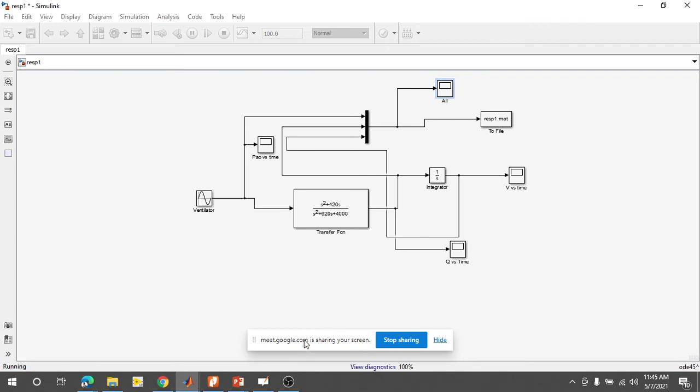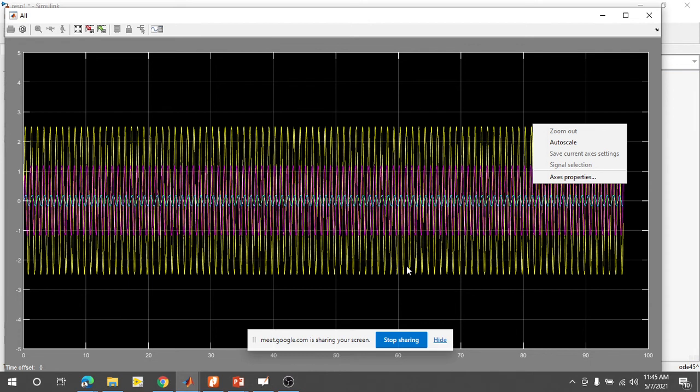It's still in running mode. What you'll be able to see after it has stopped running is that your Q will be almost in phase. It will not be perfectly in phase, but almost in phase with your output. We'll auto scale the output so that you can see your yellow and pink are almost in phase.